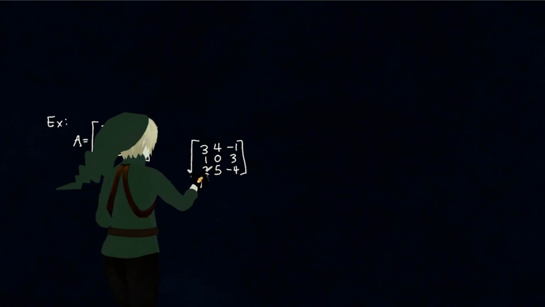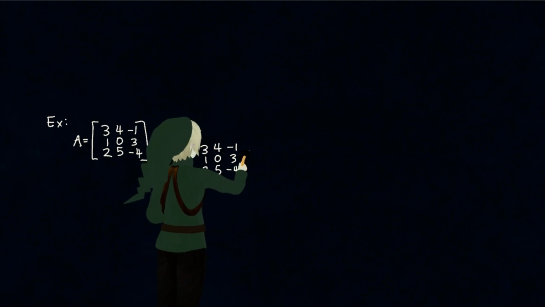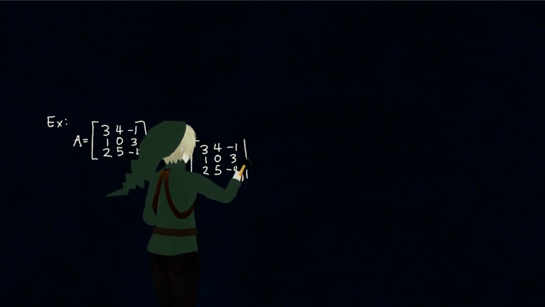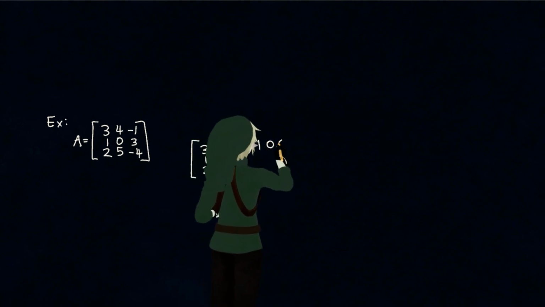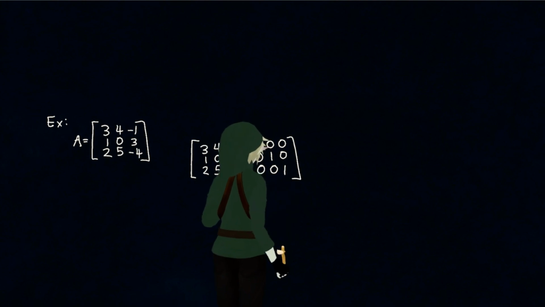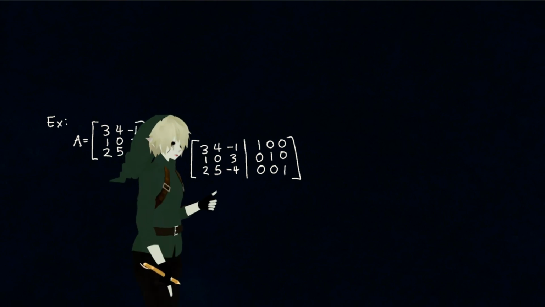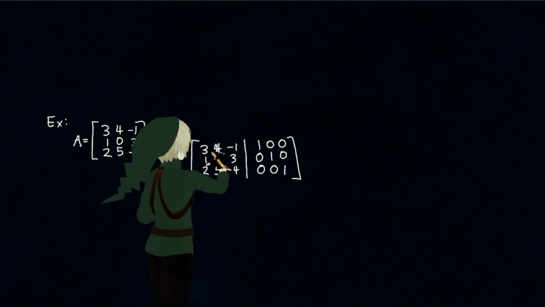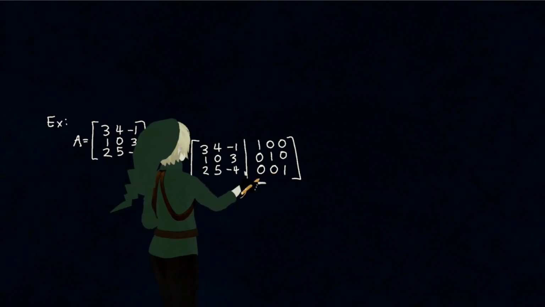I'm sorry, we don't end it with square brackets. This is a double augmented matrix. So we put an augmented line here, and then we write the identity matrix. This is what I mean by a gigantic double augmented matrix. So we put it in this form.